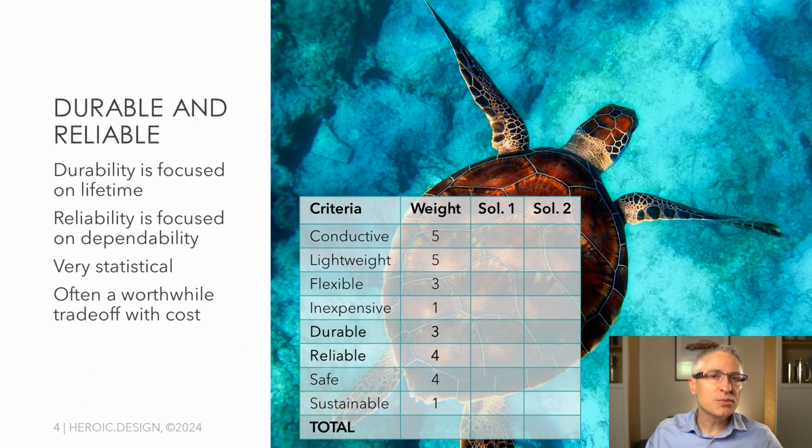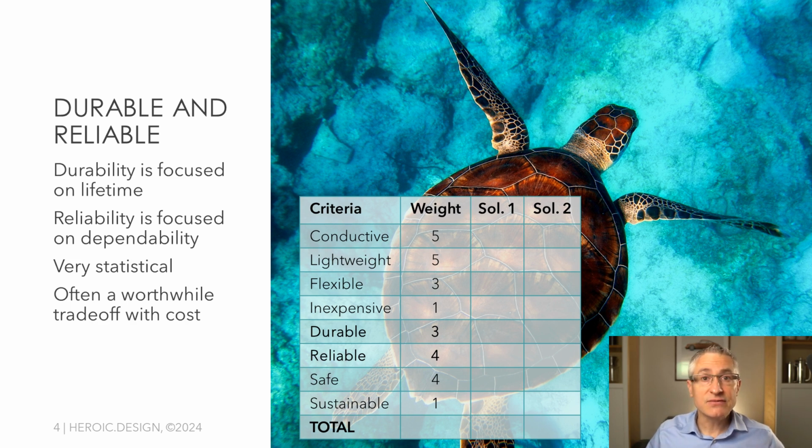I'll cover durable and reliable together because they're often confused. I'll start with definitions. Durability is the ability of your design to keep functioning in typical conditions over its design lifetime with typical maintenance. It's often measured in years, number of uses, or distance traveled. The focus for durability is how long your design will last.